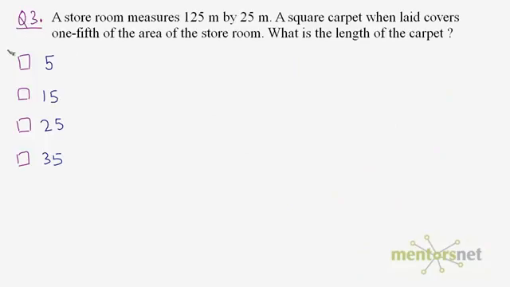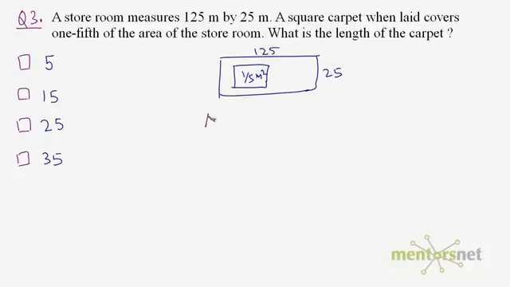Let us go ahead with question number 3. We have a storeroom that measures 125 meters by 25 meters, and a square carpet, when laid, covers 1/5 of the area of that storeroom. So what is the length of that carpet? Let us draw the storeroom, which is rectangular in shape. So it is 125 by 25 meters. And we have a square carpet, which when laid covers 1/5 of the area of this room. Well, let us find the area of the storeroom. Then we can take 1/5 of that to find the area of the carpet.